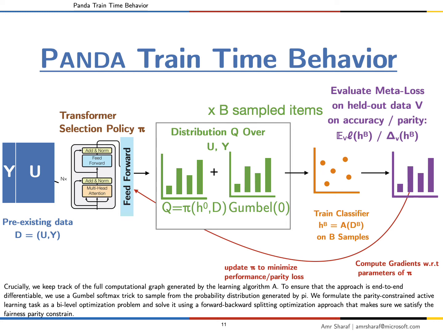We formulate the parity-constrained active learning task as a bi-level optimization problem, and we solve this optimization problem using a forward-backward splitting optimization approach that makes sure that we satisfy the fairness parity constraint.